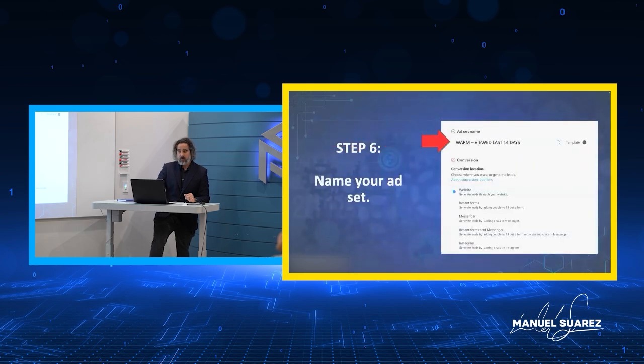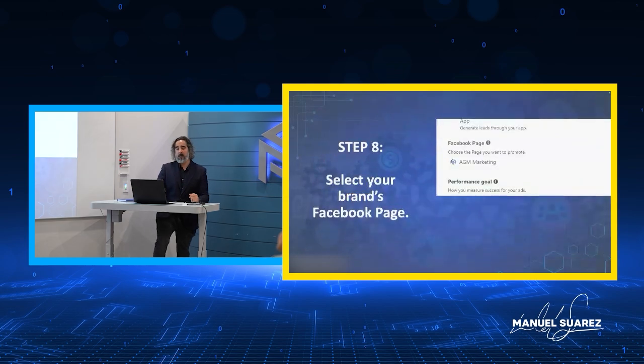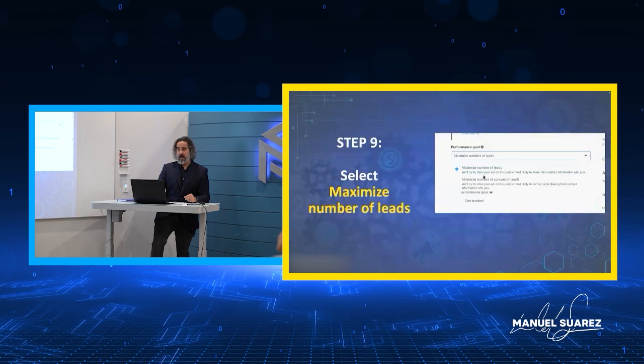What do we want to do? We want to do instant forms. Generate leads by asking people to fill out a form. And then we're going to select our brand's Facebook page, in this case AGM Marketing right here. And what do I want? I want to maximize number of leads. You've got to answer Meta's questions, right? Maximize number of leads. It says, we'll try to show your ads to the people most likely to share their contact information with you. They're going to use their data to try to put you in front of the right people.